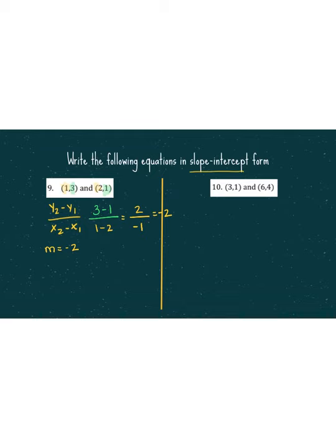So now I can either pick this set of coordinates or this set of coordinates. They're both positive, so it doesn't really matter which one I choose. I'm going to take the first set. So let's use these ones right there. Okay? So my y, 3, equals -2, because that's my m. I'm going to stick in my x, 1, and then I'm going to say plus b.